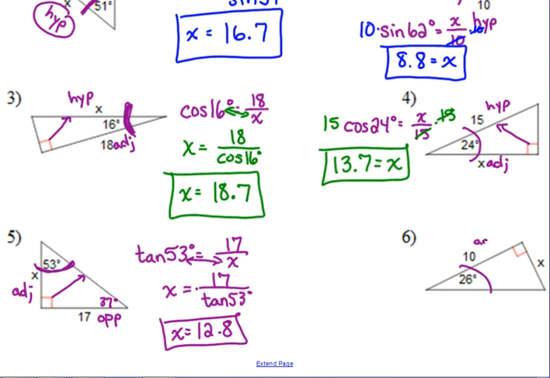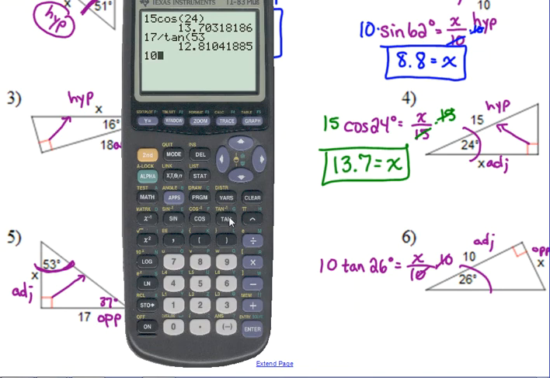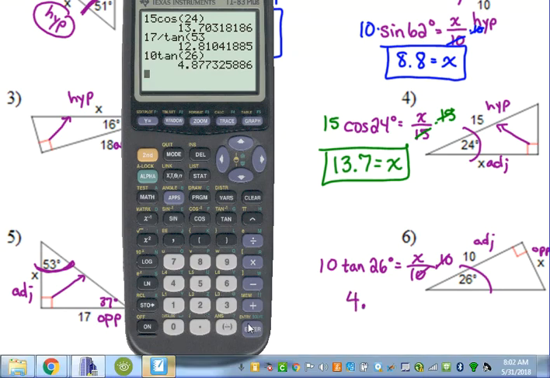Okay, let's do that last one. 26, so 10 is our adjacent, X is our opposite, so tangent of 26 degrees is equal to the opposite X over the adjacent 10. Here's where we multiply, so 10 tangent 26, 4.9.